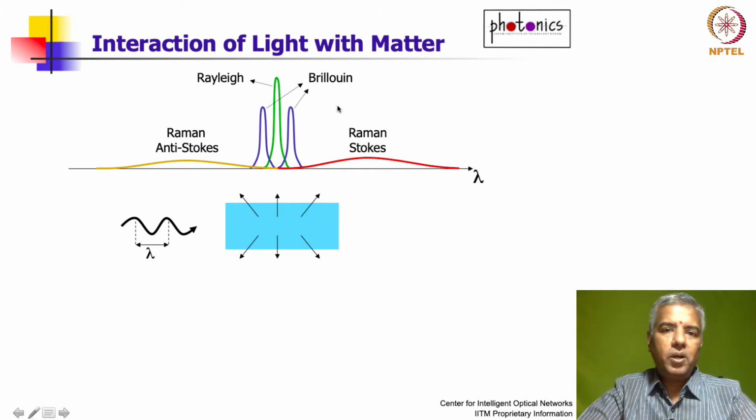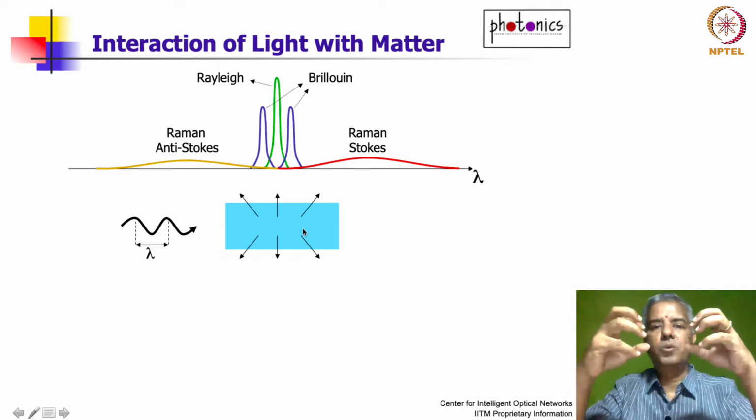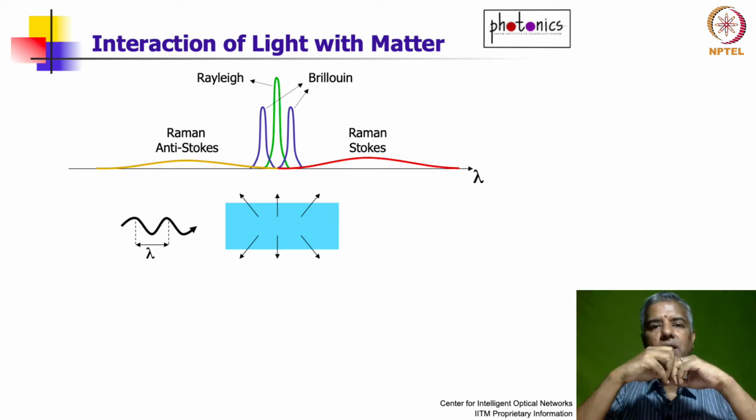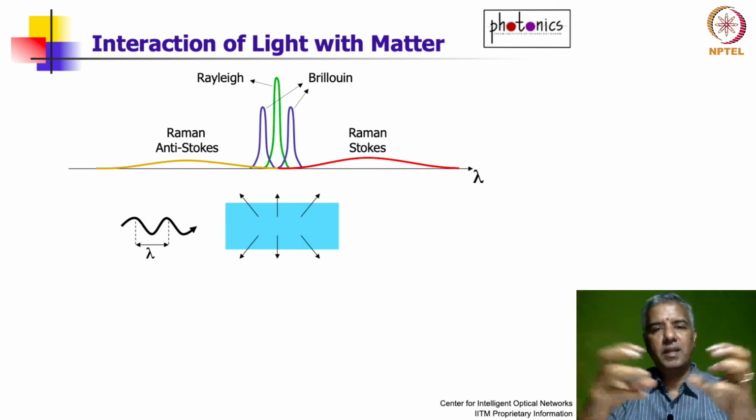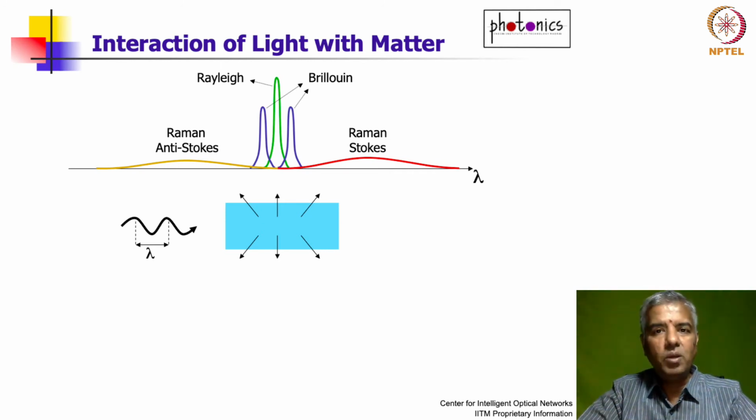Now there is another process that can happen. If you look at this material at a molecular level, the molecule consists of two atoms attached with a bond, and the atoms are moving around their mean position, which means that there is some vibrational mode corresponding to the molecule itself. And that vibrational mode can once again scatter this electromagnetic radiation, this light radiation, and that scatter can produce what is called Raman Stokes or Raman Anti-Stokes.